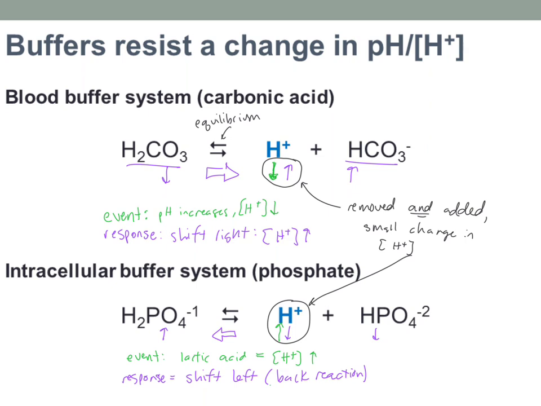Now, there is crazy math you can do with them, and you can predict exactly what the pH is going to be before and after and everything like that. I don't really care about that. This is just an introduction to the concept of buffered solutions.